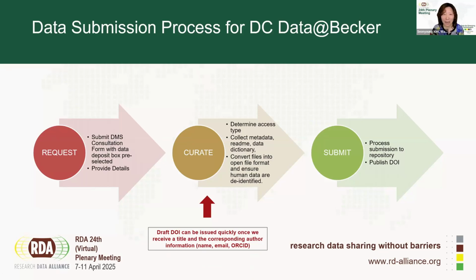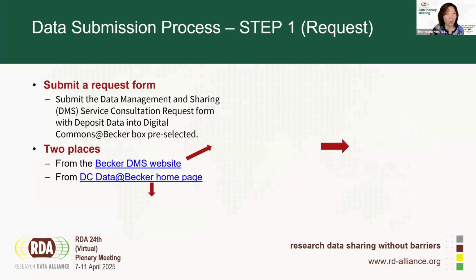All we need is a title of the data set and then one author, the corresponding author's name, email, and ORCID ID. Then we generate the draft DOI, but it's not findable until we publish it. But that meets the publisher's requirement. So then researchers can provide that while we create the data. So we try to match the publishing of the data set by the time the manuscript is accepted and ready to be published. So this is the first step, step one, request.